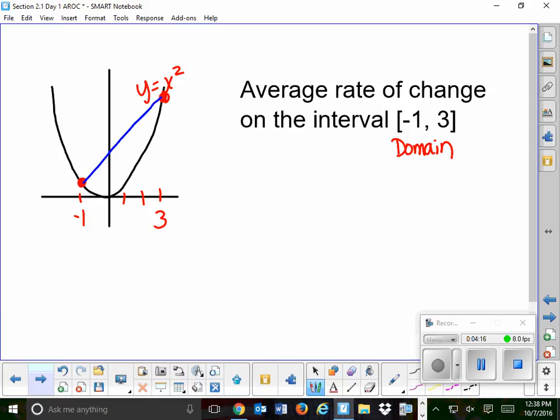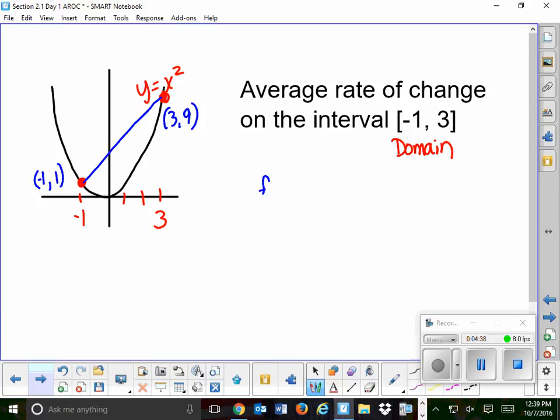Well, what you can do is just draw a straight line between it, that secant line, and you're finding the slope of that line. Well, hopefully you know this goes through the point -1, 1, and this is the point 3, 9. Okay? So what we're doing is finding the slope between those.